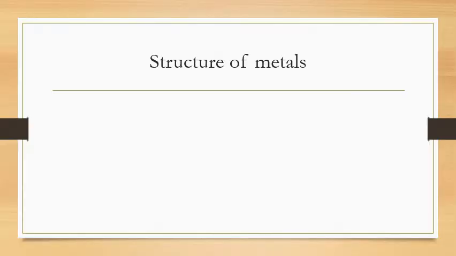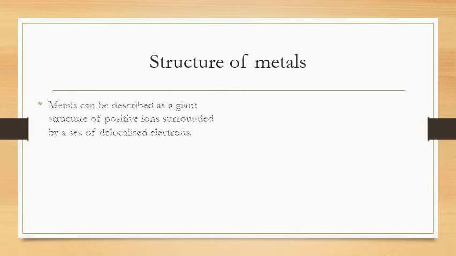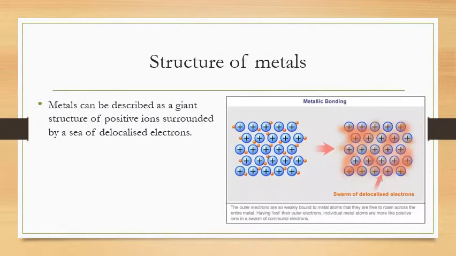Structure of metals. So sodium is a metal, and when sodium atoms bond together, they form a solid metal with the outer electrons of each sodium atom becoming free to move throughout the whole structure. So metals can be essentially described as a giant structure of positive ions surrounded by a sea of delocalized electrons. The electrons are no longer attached to particular atoms or pairs of atoms. Instead, you can think of them as flowing around the whole metal, like this particular example here.